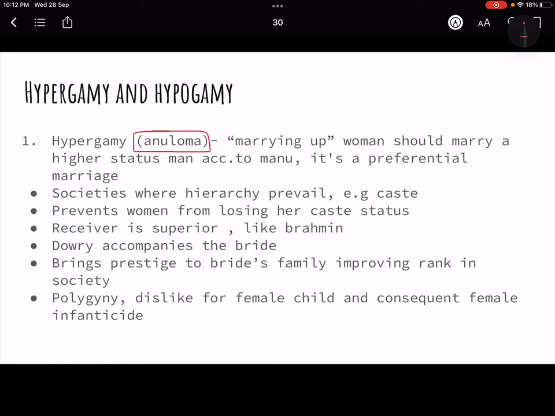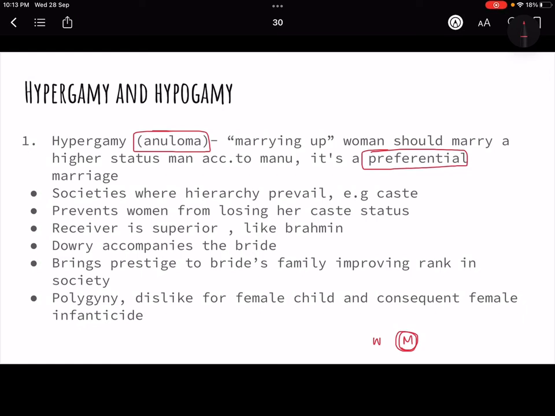one woman should marry a man whose status is higher as compared to her, and this is a kind of preferential marriage. Now what is a preferential marriage? We'll do it in the next topic, so don't think about this term now. For example, this is woman and this is man, so the social status of the man should be higher than that of the woman, right?